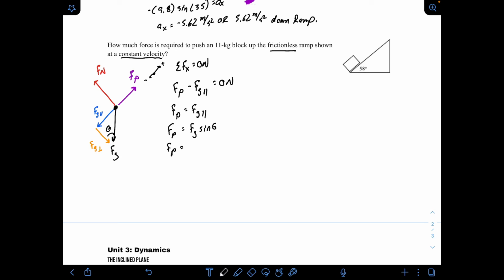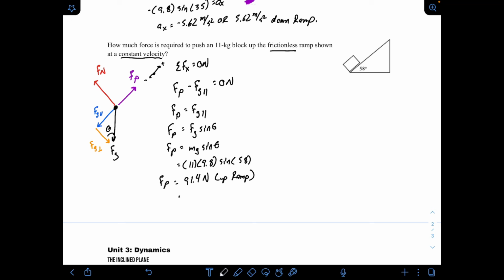So Fp equals mg sine theta. Let's plug in some numbers: 11 kilograms, 9.8, sine of 58. Crunch some numbers, we should get 11 times 9.8 times sine 58. We should get a 91.4-ish Newton pushing force up the ramp.